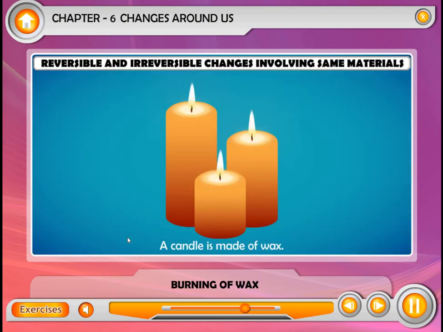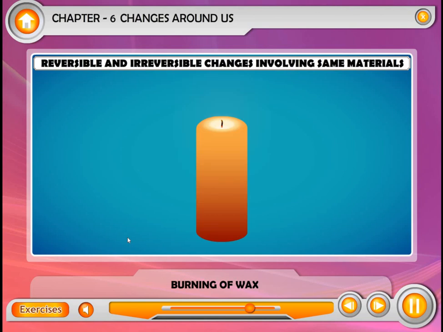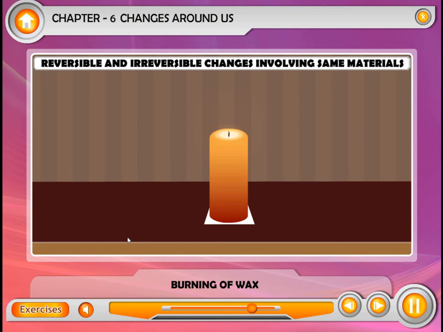Burning of wax. A candle is made of wax. Let us do an activity to see what happens when we light a candle with a matchstick. Activity 2. Lighting a candle with a matchstick. Take a small wax candle. Measure its length with a scale. Fix this candle on a tile kept on a table. Light it with a burning matchstick. Allow the candle to burn for 15 to 20 minutes. Now blow out the burning candle and measure its length again. We will find that the length of this remaining candle is much less than its original length.